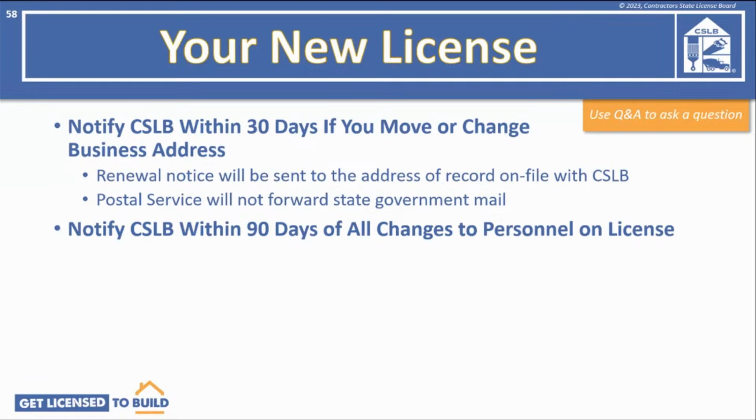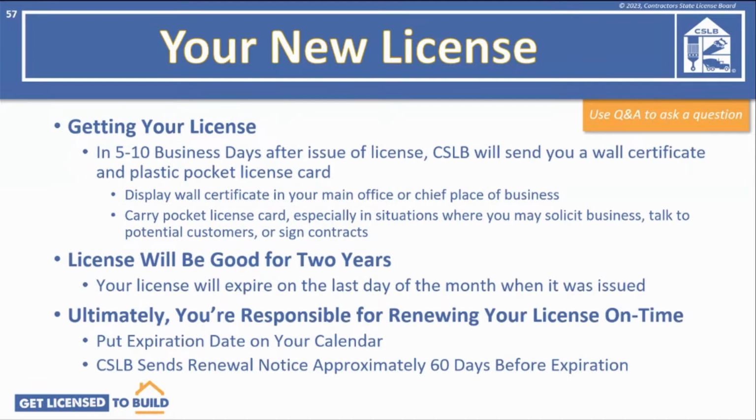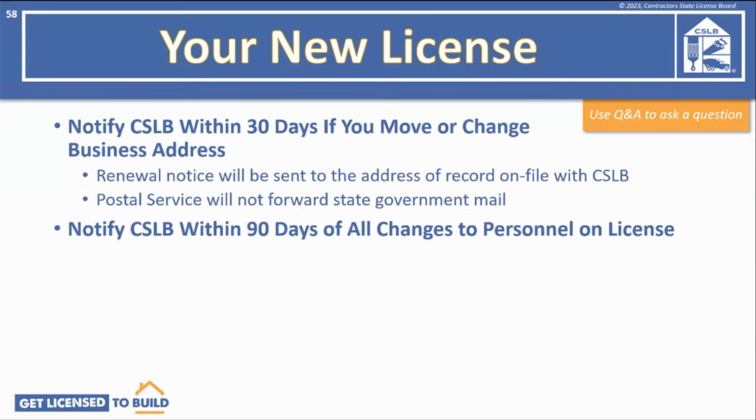Finally, notify CSLB within 90 days of all changes to personnel on your license, especially when it involves the qualifier of the license. Once you get your license and get to work, you might want to hire someone as a salesperson to solicit, sell, and negotiate home improvement contracts on your behalf outside of your place of business. These people are called home improvement salespersons, or HIS.